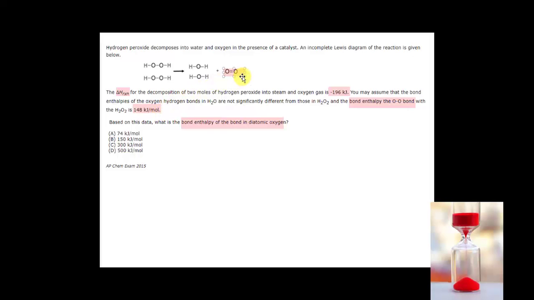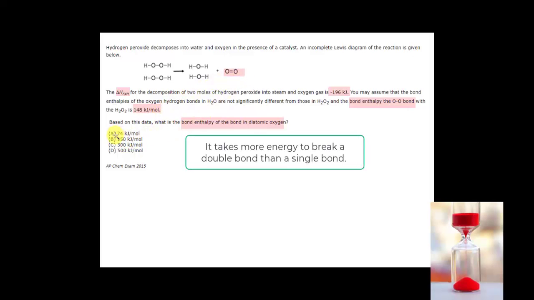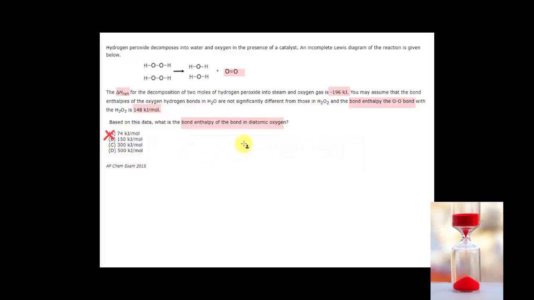The double bond is going to be more than that. Therefore, we know that A and B are just too small, and that's going to be wrong. So we can get rid of A and B and be pretty certain that we at least get a 50-50 chance of the right answer. How are we going to solve for this? Well, we're given a change in enthalpy for the reaction. We're also given the bond energy of oxygen. Now, we've got an equation that's going to help us.